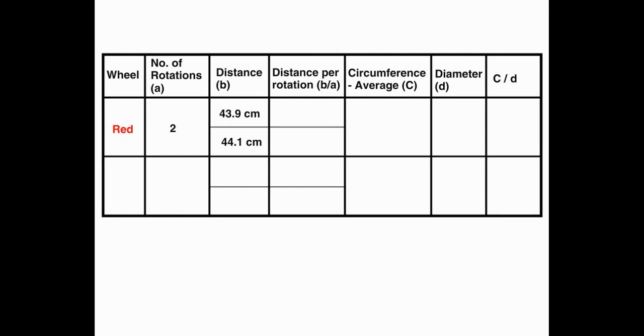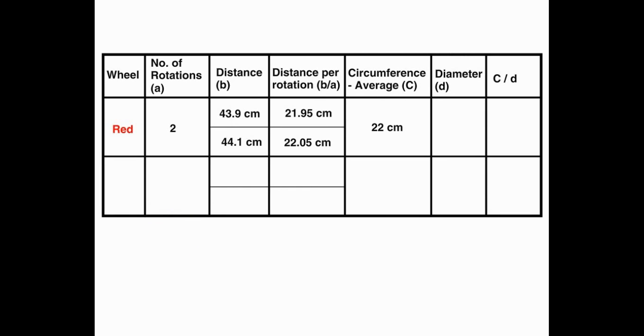I will divide this reading by two and get the distance per rotation. And that is 21.9 centimeter for the first reading and 22.05 centimeter for the second reading. And average of these two readings is 22 centimeter. So for red wheel, my circumference came as 22 centimeter.